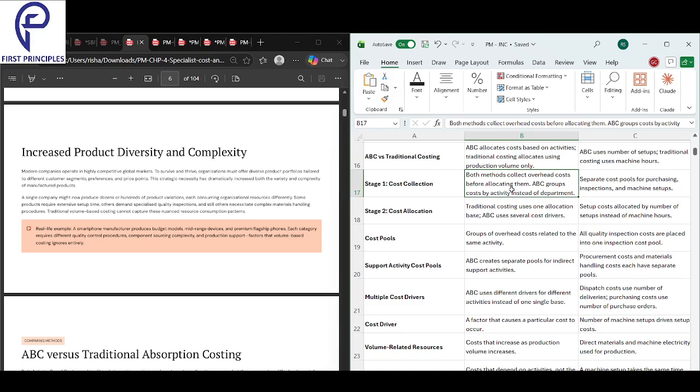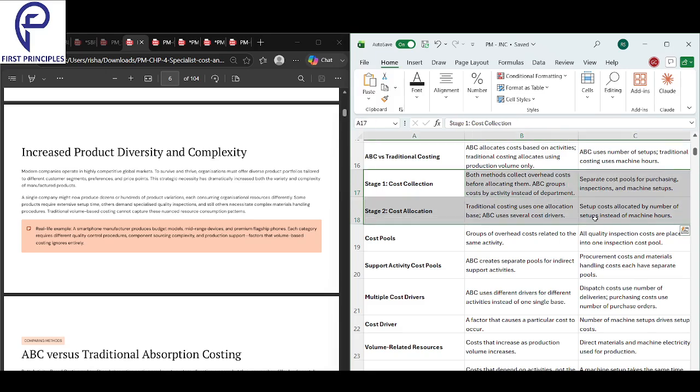So one is cost collection, one is cost allocation. First you collect all the costs, then you allocate all the costs. There are two stages to this process. First you collect all the costs that are incurred in a particular product, then you allocate all the costs.